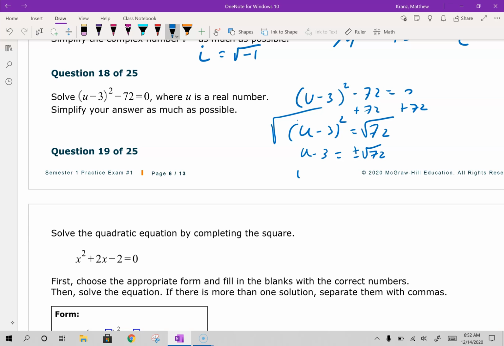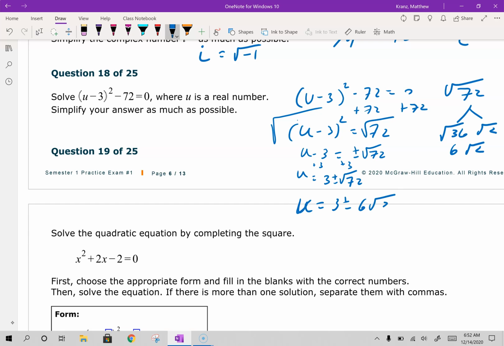And then we can add 3 to both sides. So u equals 3 plus or minus the square root of 72. Now the square root of 72 is really the square root of 36 times 2, which is 6 square root of 2. So our final answer is u equals 3 plus or minus 6 square root of 2.